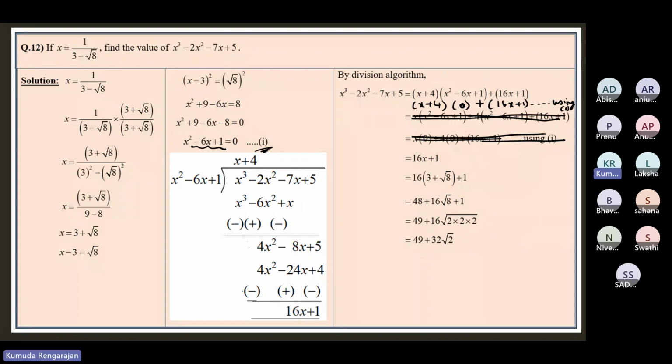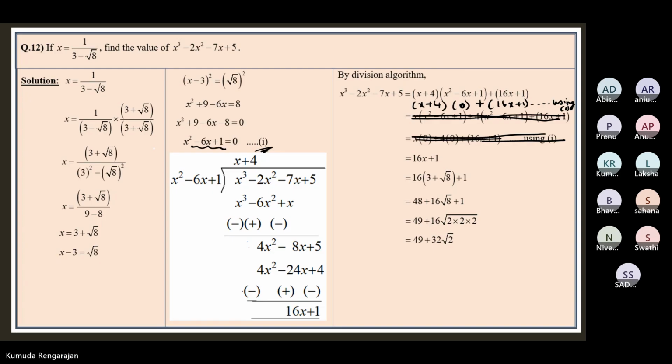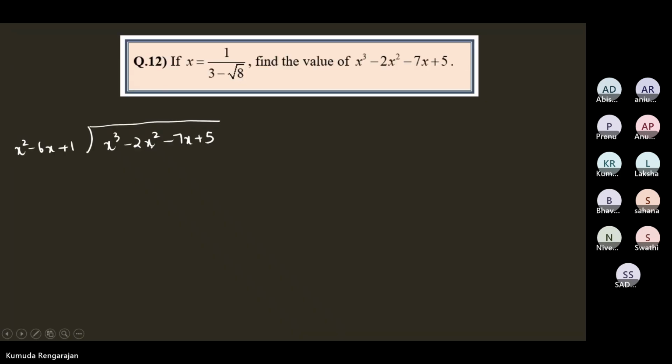You have to divide by what? X square minus 6x plus 1. Okay, so how do we do the long division?